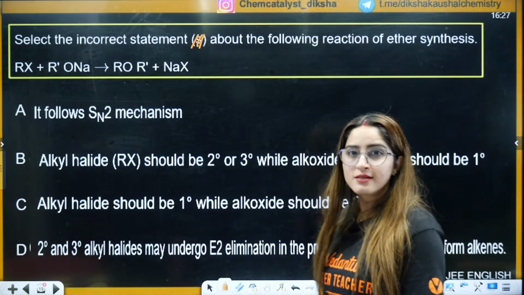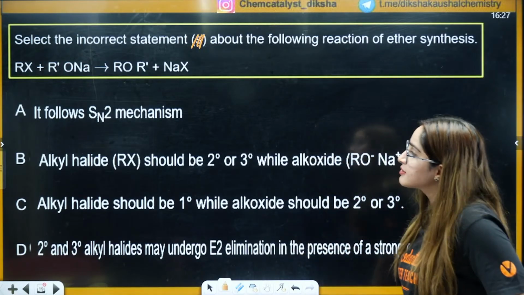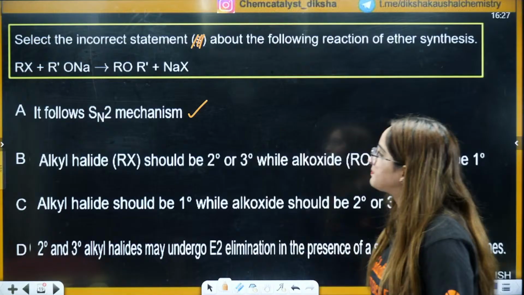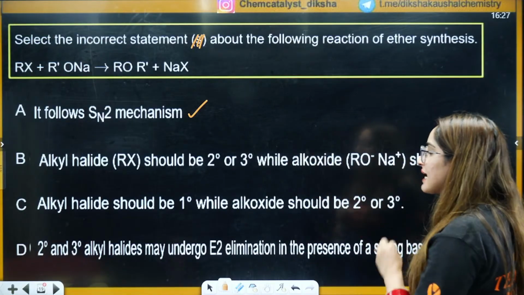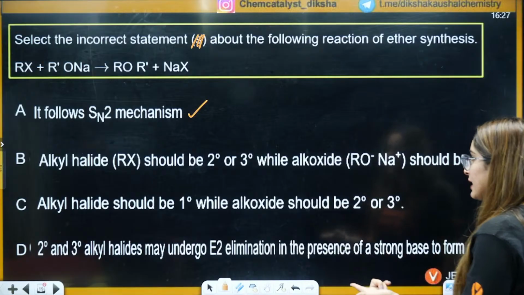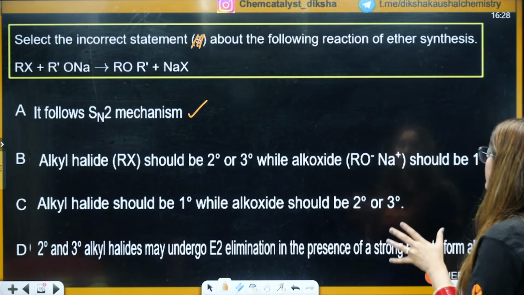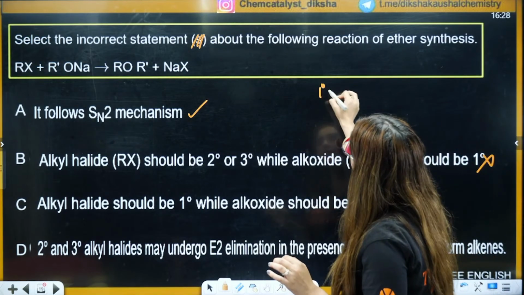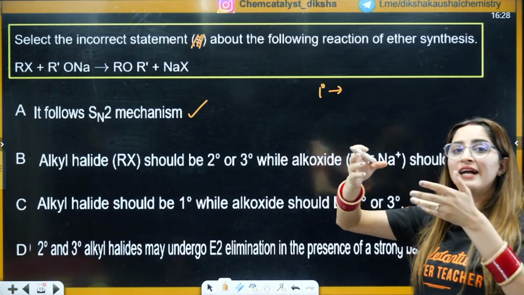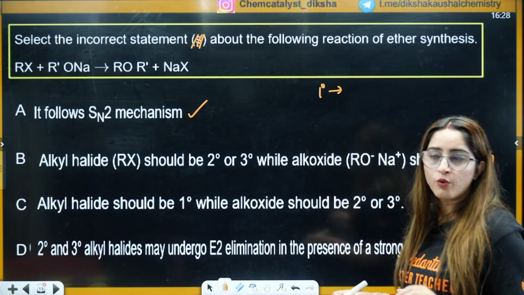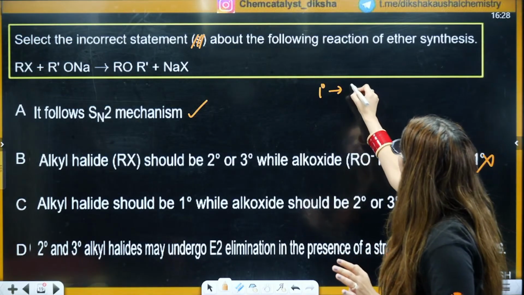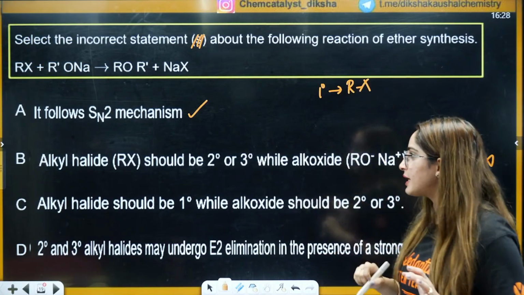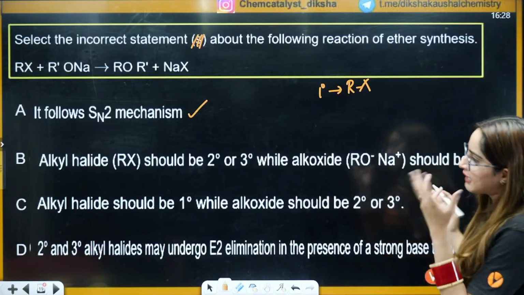This is the Williamson synthesis reaction. Very good. The Williamson synthesis follows the SN2 mechanism. That is true, so that is a correct statement. Second is: alkyl halide should be 2 degree or 3 degree, while alkoxide should be primary. That is not at all correct, because in Williamson synthesis your alkyl halide should be primary. Only then this reaction is possible. So RX should be primary here, so this B is not correct. That means B is the answer.